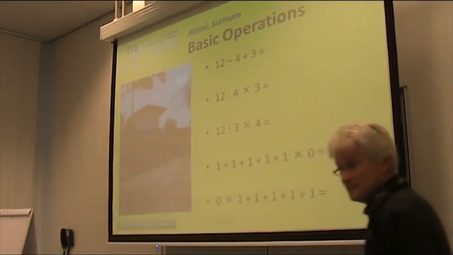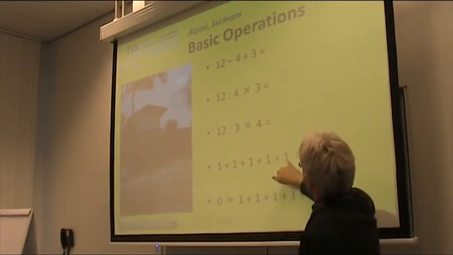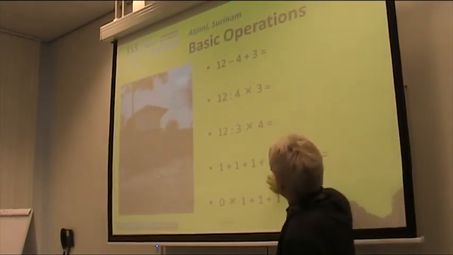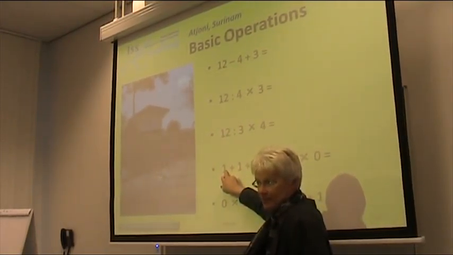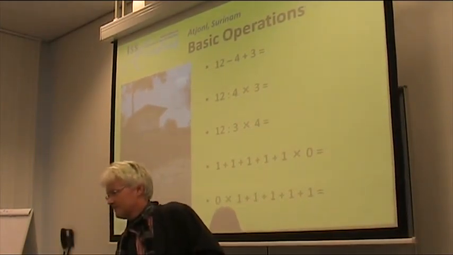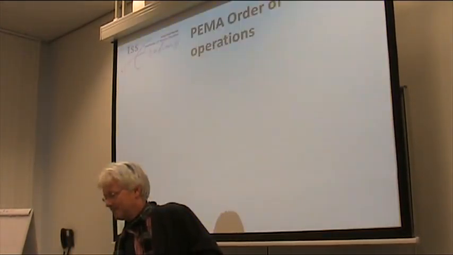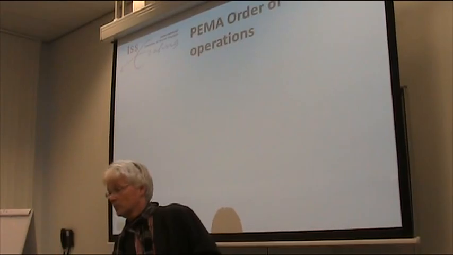Okay? The first one. And this one? 1 times 0 is 0, right? 1 plus 1 plus 1 plus 1 is 4. Let's take a look why this is. I'm first going to show you what is the good rule. And then I'm going to show you why.